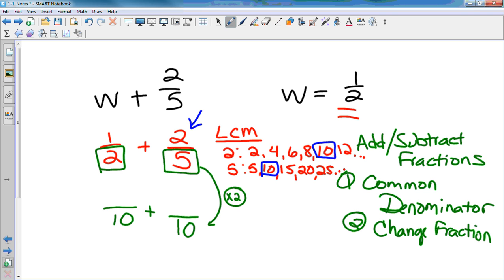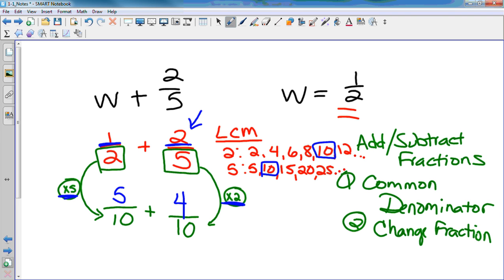2 times 2 gives me 4. That's how I get this fraction. Now, same thing here. How do I get from 2 to 10? What did I multiply by? 5. So I'm going to put a little times 5 to remind myself, okay, I multiplied by 5. 2 times 5 gives me 10. So you have to do the same thing to that 1. You have to take that 1, multiply it by 5, and what do you get? 5.